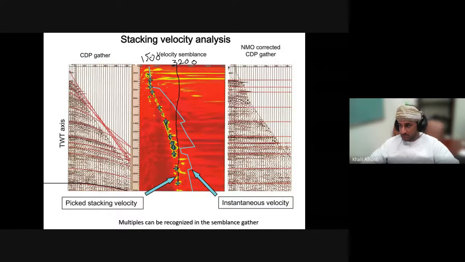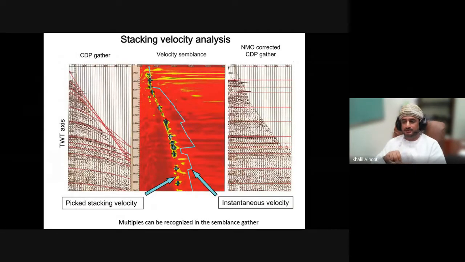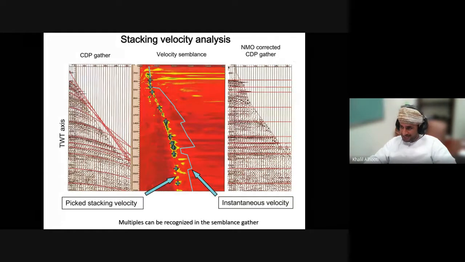So that's the image you see behind, that's the semblance. As a geophysicist or seismic processor, your task is to pick this line. You see these plus signs? That's your picking. The computer can pick them for you if you use advanced techniques, but still up to now the interpreter picks the best velocities. So the person who is doing seismic processing will pick the right velocity.